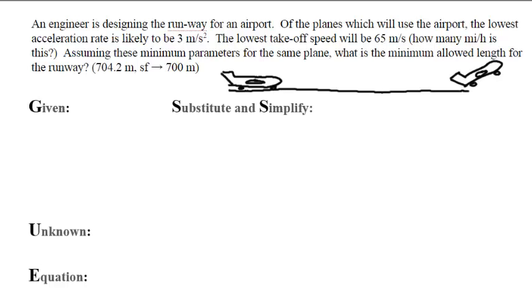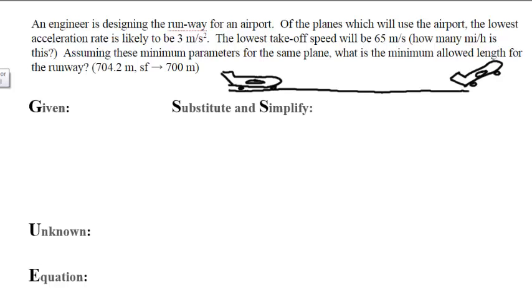An engineer is designing the runway for an airport. If the plane which will use the airport, the lowest acceleration rate is likely to be 3 meters per second squared. The lowest takeoff speed will be 65 meters per second. By the way, how many miles per hour is this? Assuming the minimum parameters for the same plane, what is the minimum allowed length for the runway?